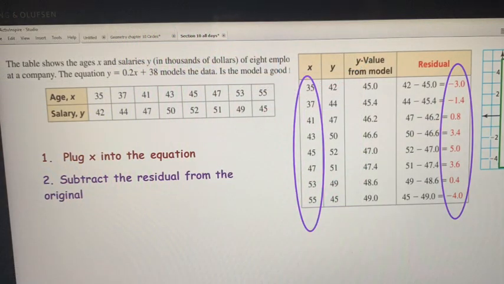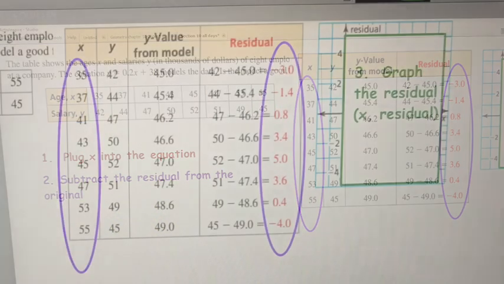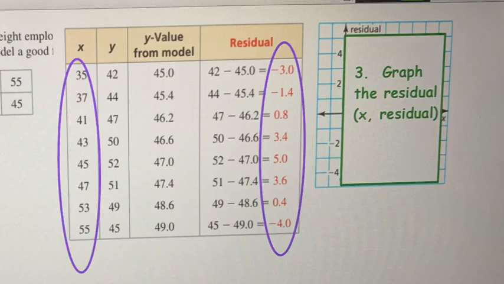So, welcome back. Now let's look at what I have here. I have all my residuals calculated. Remember, I did that by plugging in my x value to find the value of y using my equation of best fit, and then subtracting the model's value of y from the original. Now I need to graph those. How do I graph them? Well, I have to graph the x value and the actual residual. Please stop the video and restart it when you have your graph done.